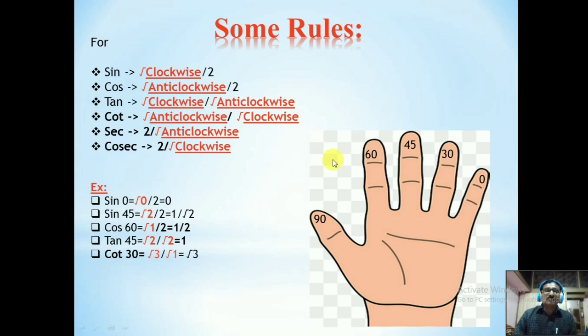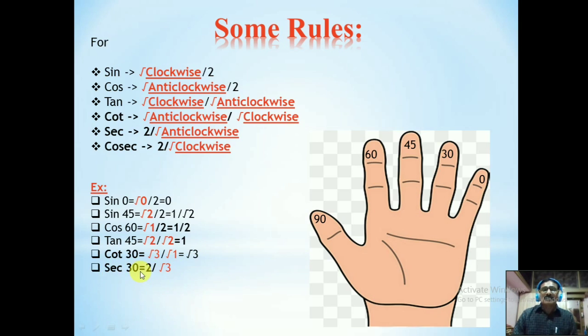Cot 30. This is 30 degree angle. For cot, we measure anti-clockwise first and then clockwise. Anti-clockwise 3 fingers and in clockwise direction 1 finger. Therefore, we write root 3 upon root 1 is equal to root 3. Cot 30 is equal to root 3.